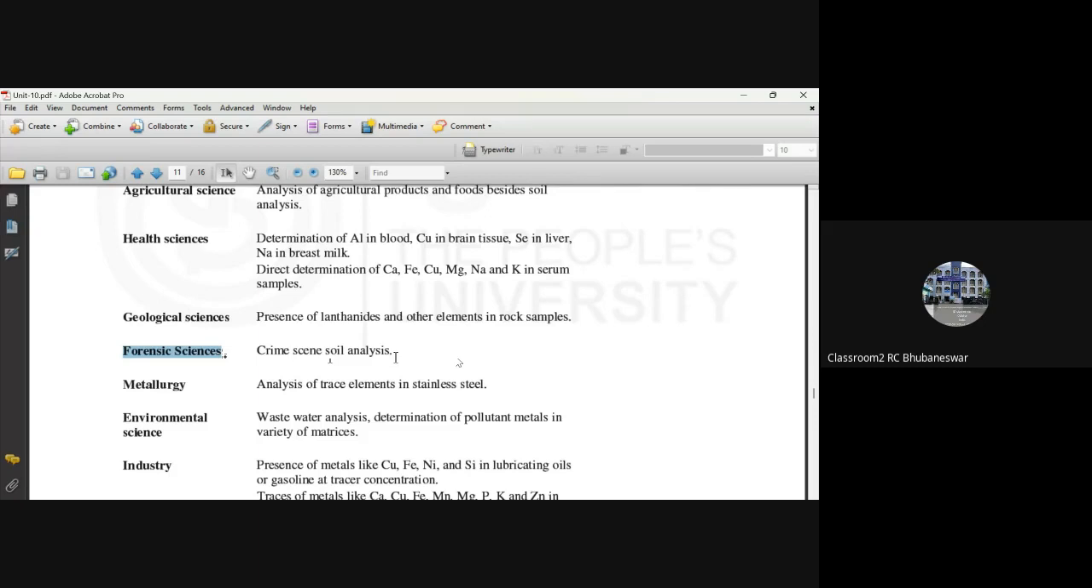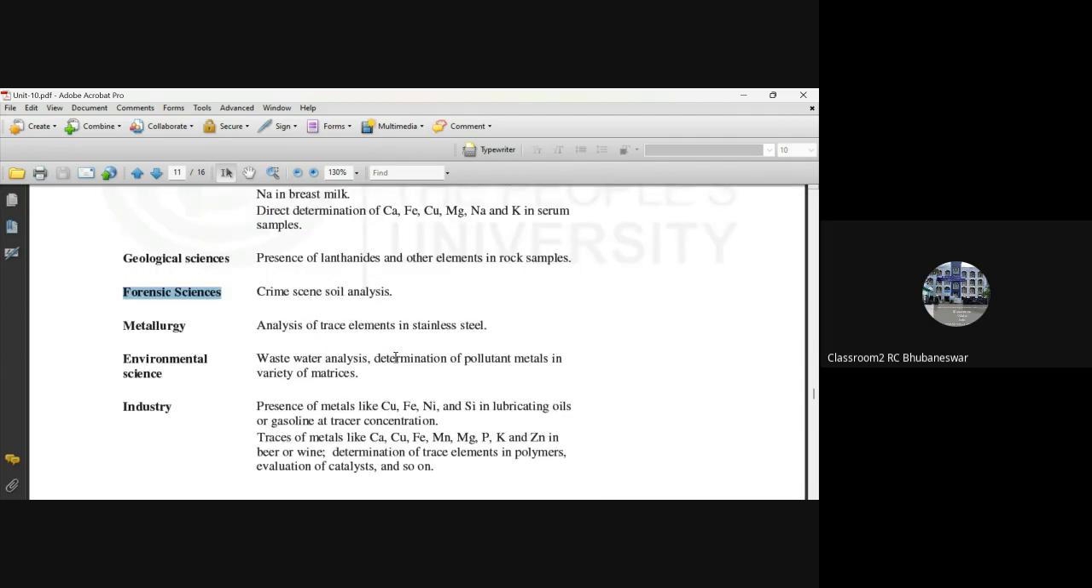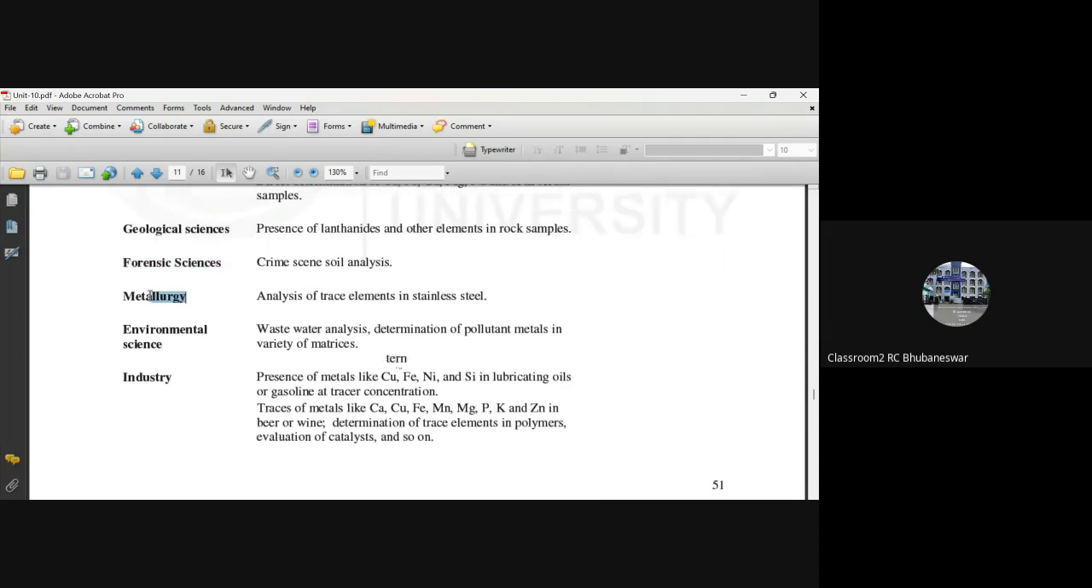So spectroscopy has various applications in many fields, and it will create jobs in various lines also, in forensic departments, in soil analysis, and many other places where you will find chemist posts for this kind of studies. In metallurgy it is also widely used, that is, analysis of trace elements in stainless steel. Okay, analysis of trace elements can also be studied in stainless steel.